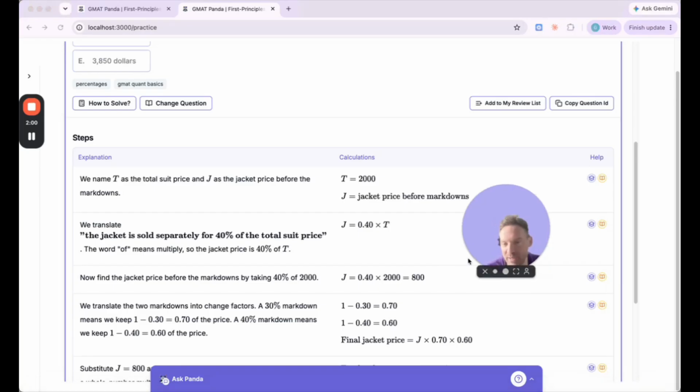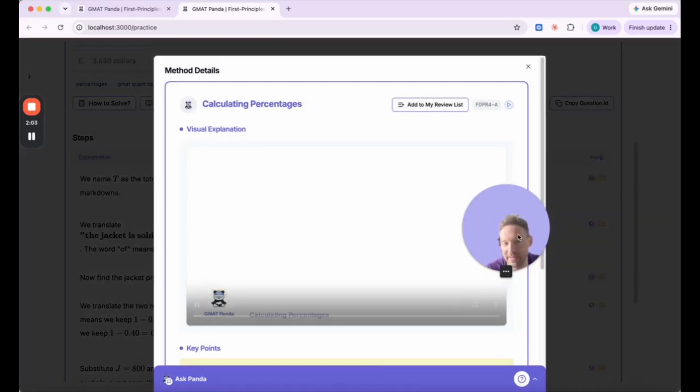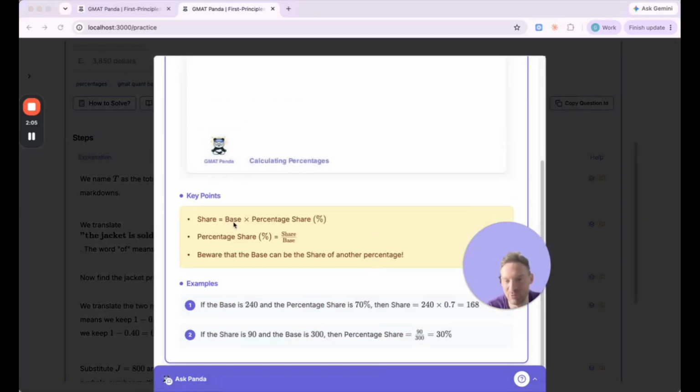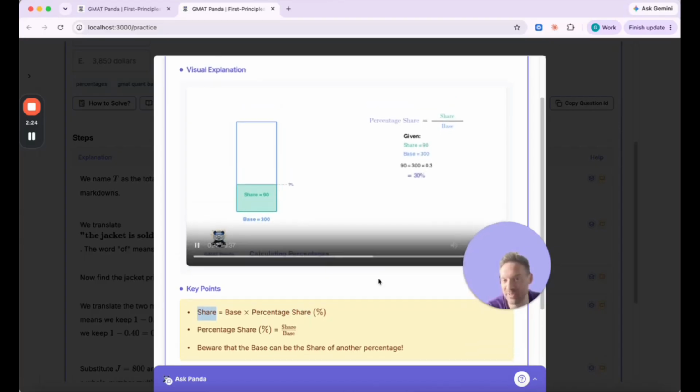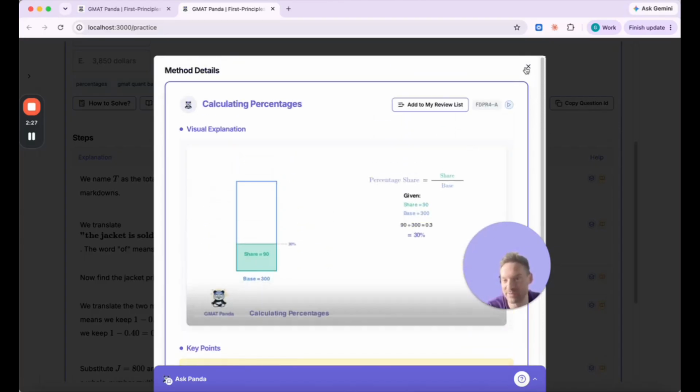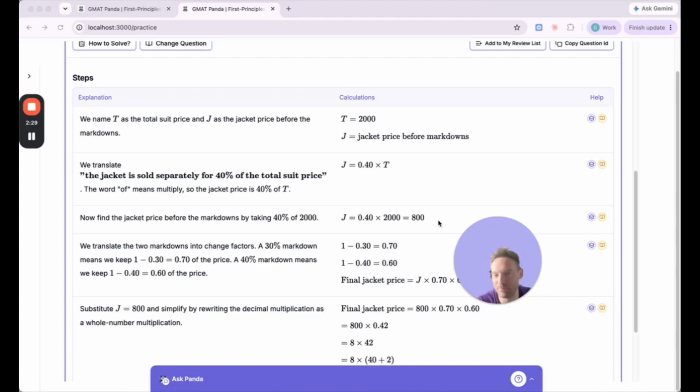And here, what we're just applying is the simple rule of the share is equal to the base times the percentage share. So the base cost is the 3-piece suit. We're taking a percentage share of 40% and we're getting the share of the jacket, which is going to be 40% of 2,000. Now, if you do the math on this, you get 800.